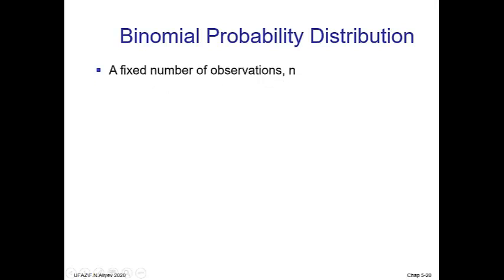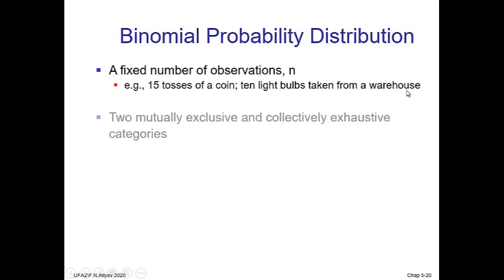First, we have n observations, a fixed number of observations. We do the same thing n times. We call them trials separately, okay? We do the same trial n times, the same experiment. For example, we can toss a coin 15 times, n equal to 15 in this case. We can check 10 light bulbs taken from a warehouse to see whether they are defective or not. n equal to 10 for this case.